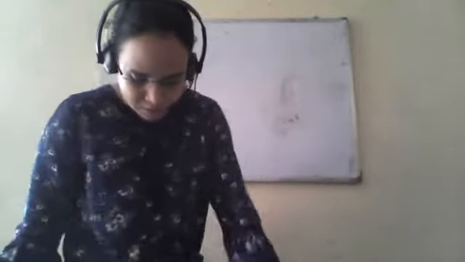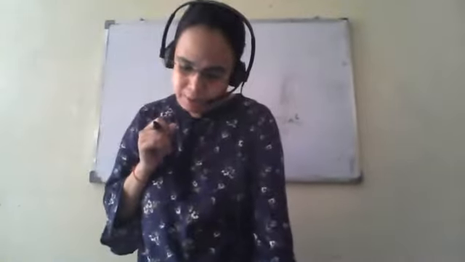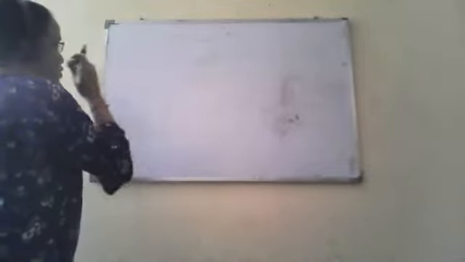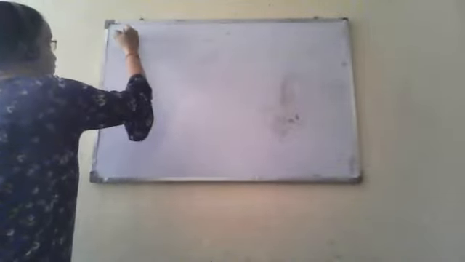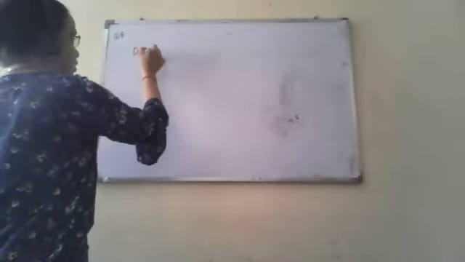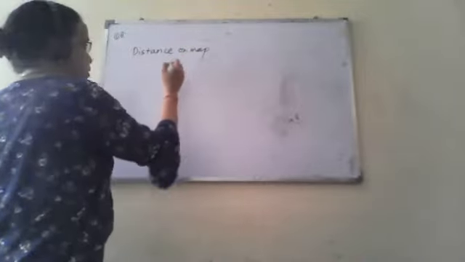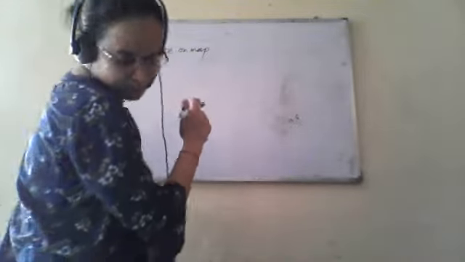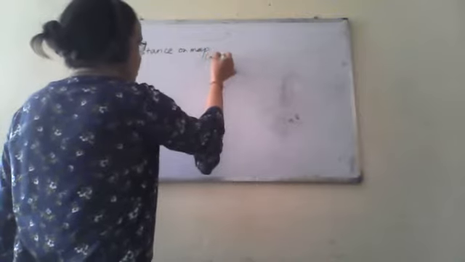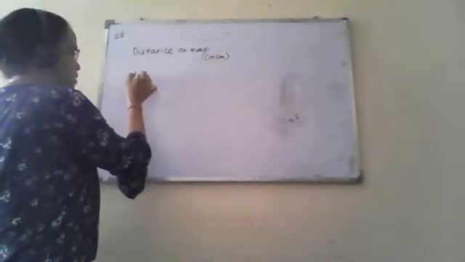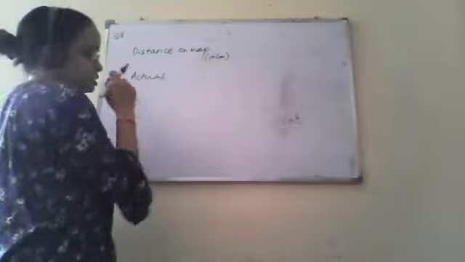Now question number 8. Question number 8 is simple. Rashmi has a road map with a scale of 1 centimeter representing 18 kilometer. So this is distance on map and this is in centimeter, and this is actual distance. Okay, actual distance is in kilometer.